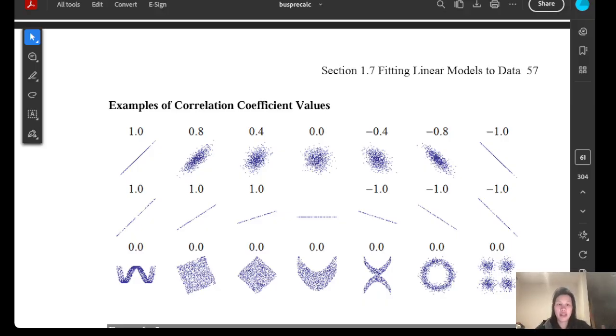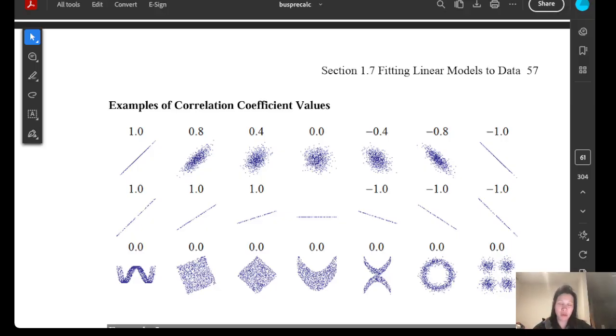Now look at the second row. You can see that the r value equals 1. That means the x and y variables form a straight line. But you can tell that the slope could be very steep or flat, and they all equal 1. So the correlation coefficient has nothing to do with the slope. It's just related to how well the points form a line.